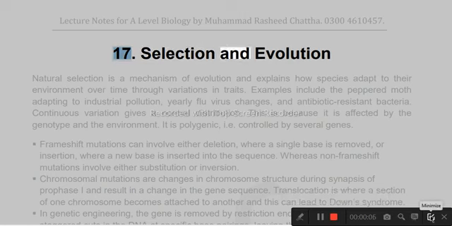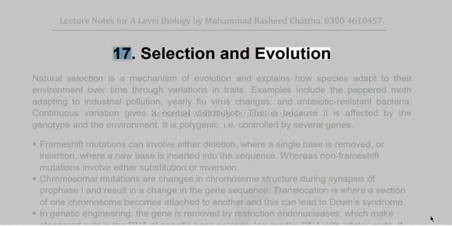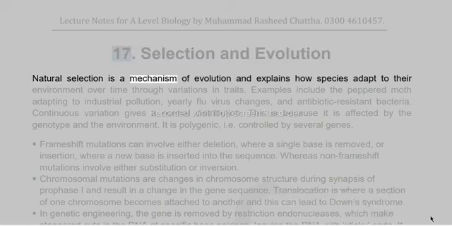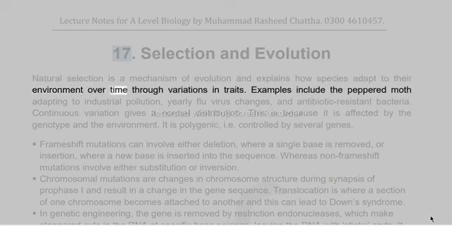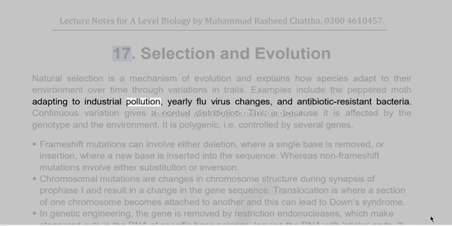17. Selection and evolution. Natural selection is a mechanism of evolution and explains how species adapt to their environment over time through variations in traits. Examples include the peppered moth adapting to industrial pollution, yearly flu virus changes, and antibiotic-resistant bacteria.